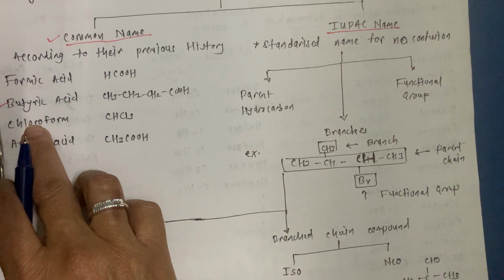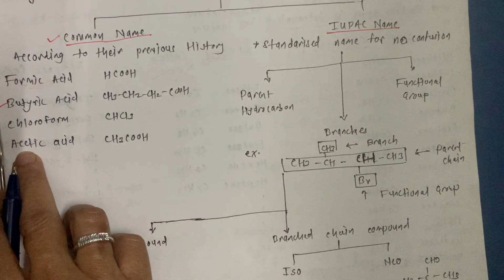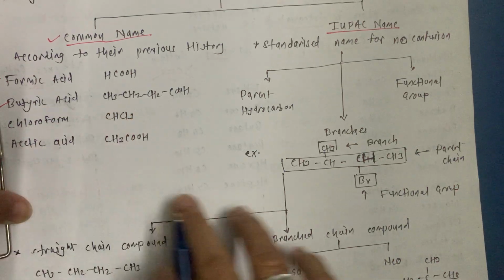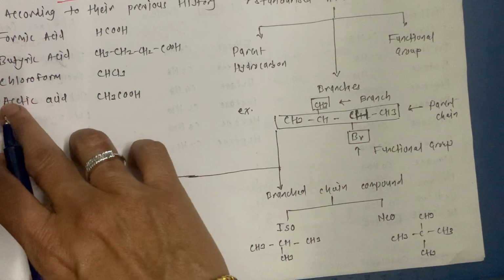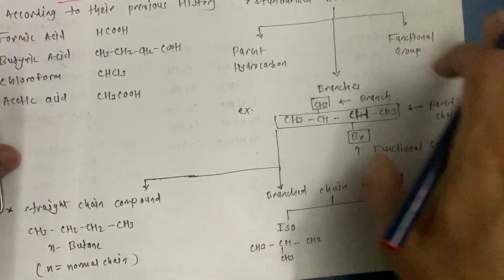Then this is also one of the common names, chloroform. This is also one of the common names, acetic acid. Acetic acid is again known as vinegar. Okay, this is acetic acid, this is chloroform, formic acid and butyric acid.